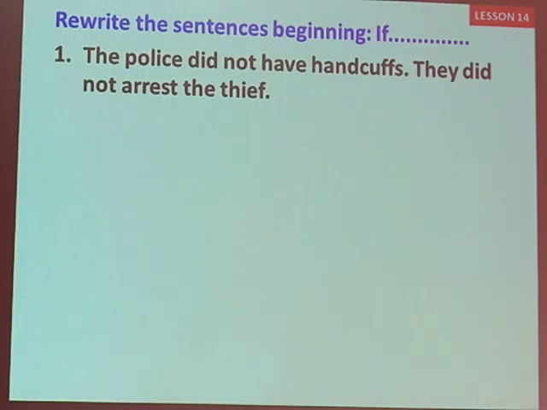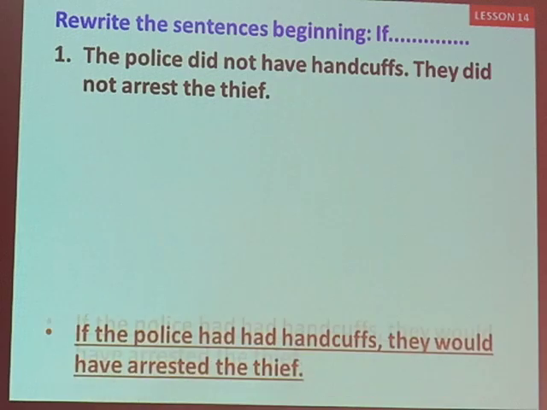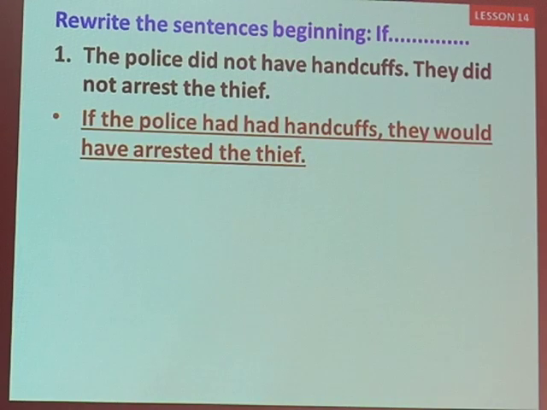The condition is unfulfilled. The police did not have handcuffs. That is the condition. What is the result? They did not arrest the thief. So we have our unfulfilled condition. The condition of arresting the thief was not fulfilled. So we shall have the answer as, if the police had had handcuffs, they would have arrested the thief.